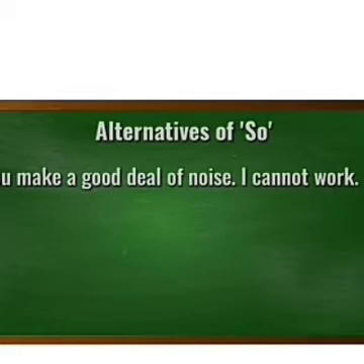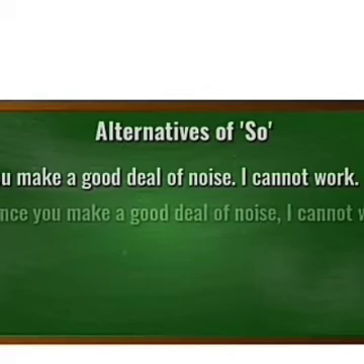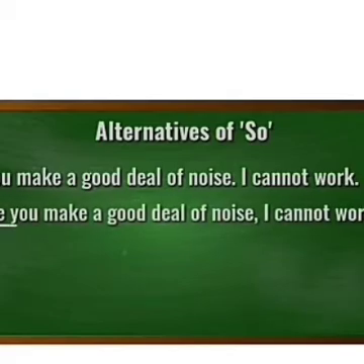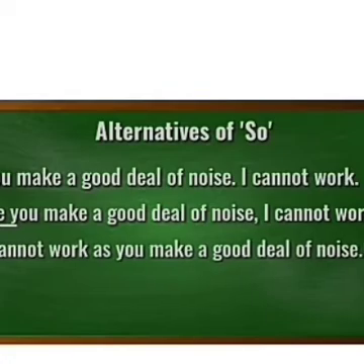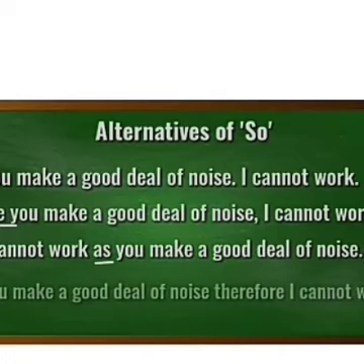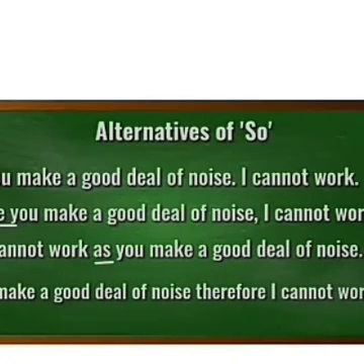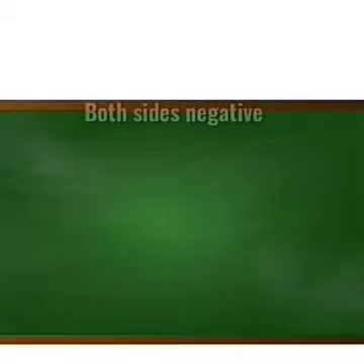Now alternatives of "so". In place of "so", what can you use? You make a good deal of noise. I cannot work. These two are different sentences. How can you join them without using "so"? Since. In place of "so", you can use "since": Since you make a good deal of noise, I cannot work. I cannot work as you make a good deal of noise. See the use of the comma. You make a good deal of noise, therefore I cannot work. Since, as, therefore. There are more words which you can use in place of "so".